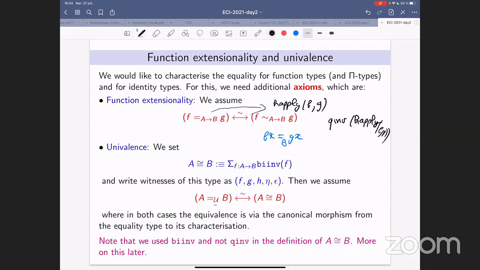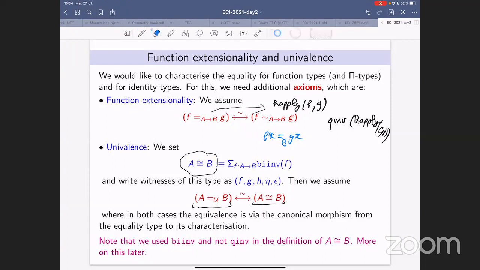This is one type, and we are going to assume that this type is equivalent to the type expressing that A and B are equivalent. So what is this type? It's written here. It's a type which witnesses that A and B are equivalent. So it's a pair of a function from A to B and a proof that f is bi-invertible.